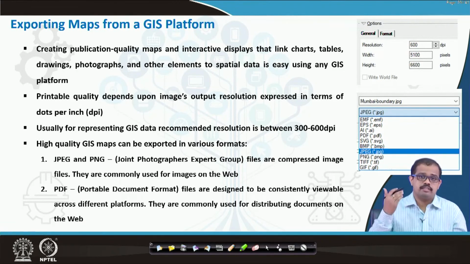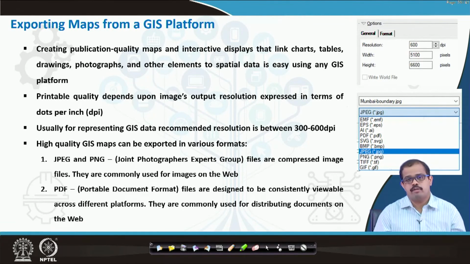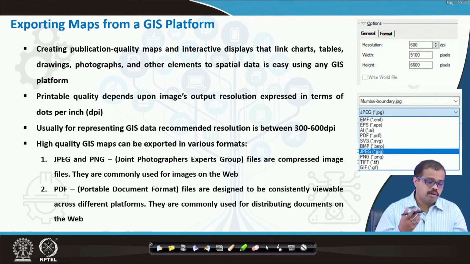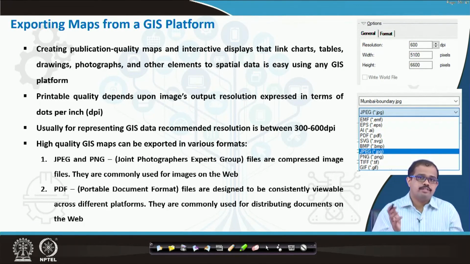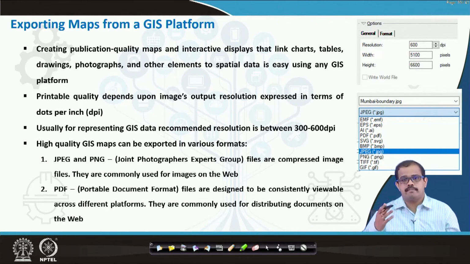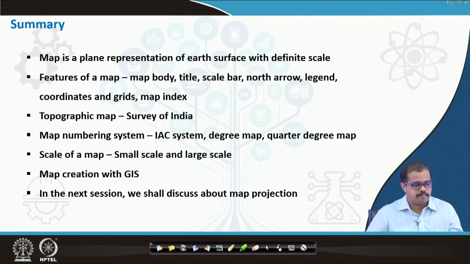For example, maps are now even represented as PDFs, the portable document format, which gives you consistent viewing across platforms. You have JPEG and PNG, the Joint Photographic Experts Group and the Portable Network Graphics formats, both of which are used as interchangeable formats in many of the mapping platforms. So any of these formats, any kind of resolutions, are there when exporting a map in a GIS platform. We will look at all of these when we look at practicals.